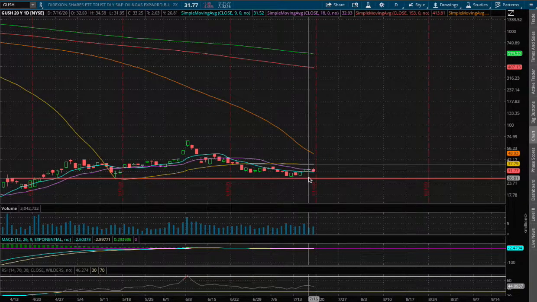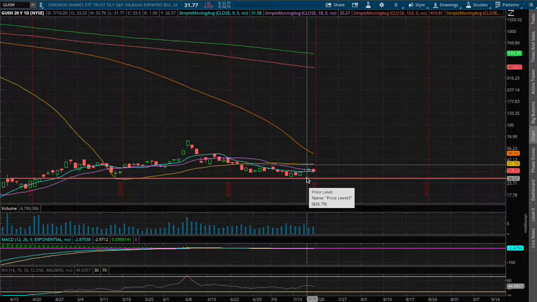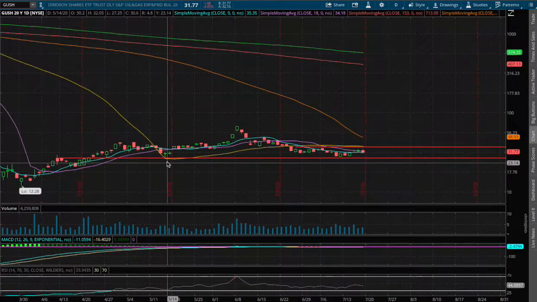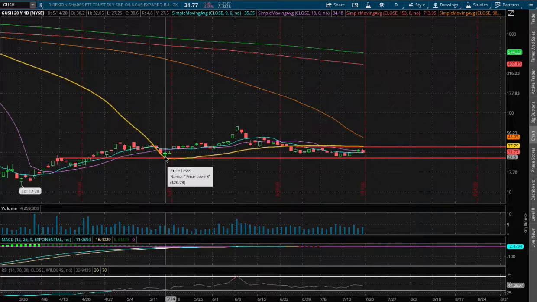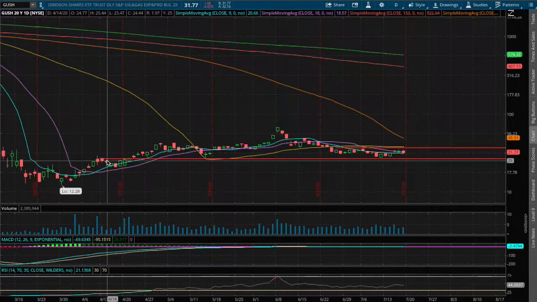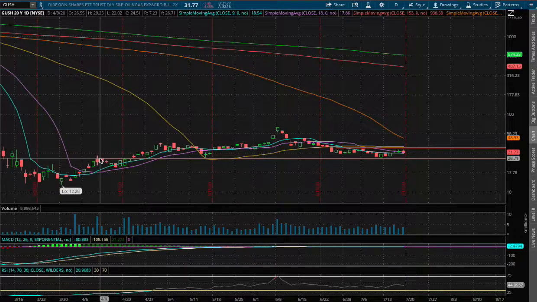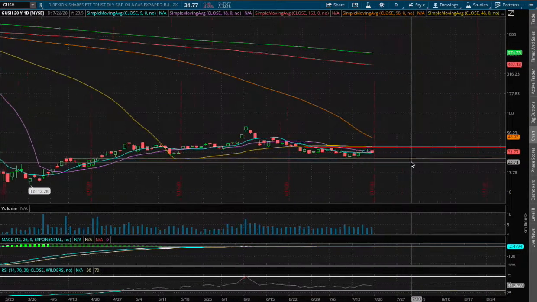And for support to the downside, that price level is around $26.57. We had previous support levels that dated back to May 14th and previous resistance levels that dated back all the way to April 13th. And since we're above resistance, that now acts as our support level.